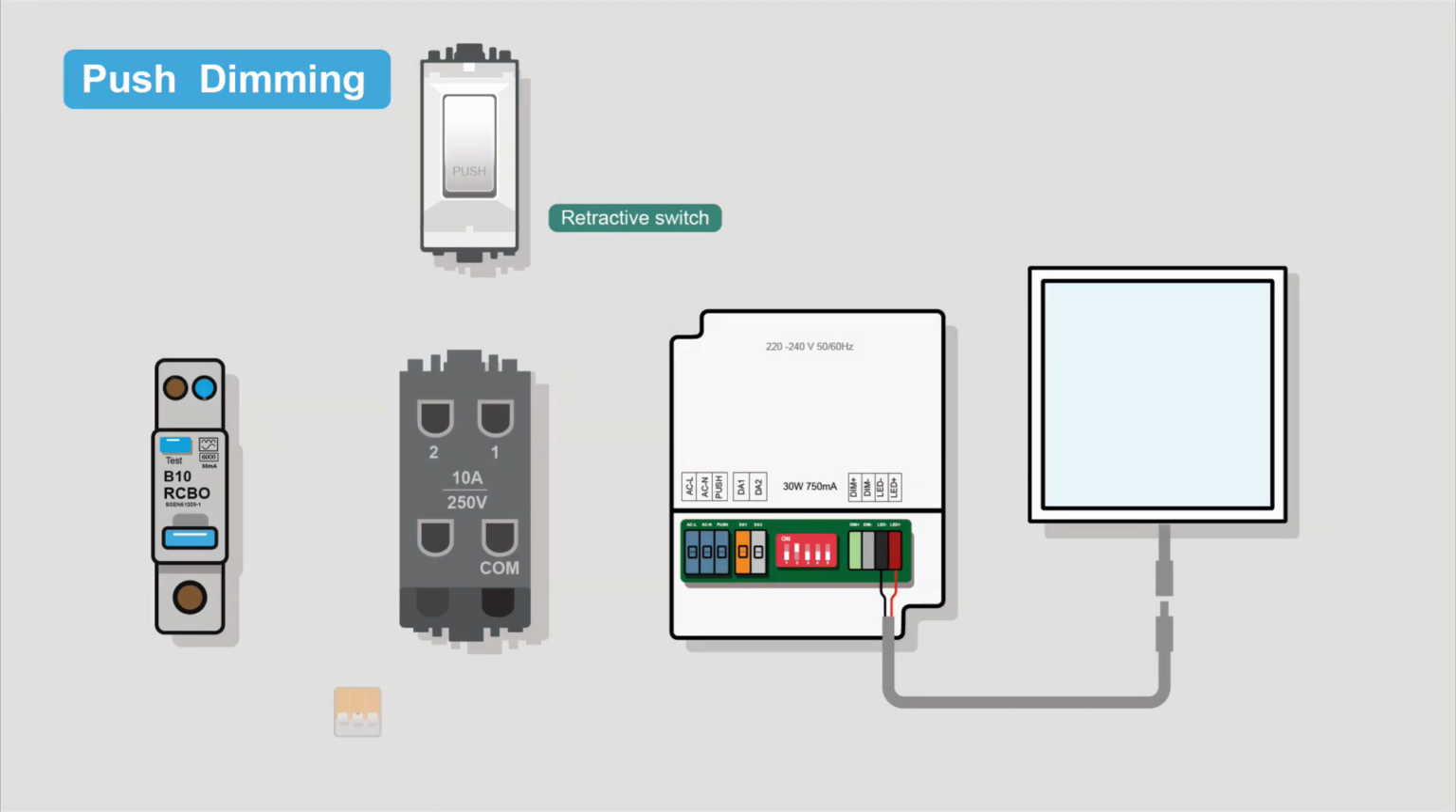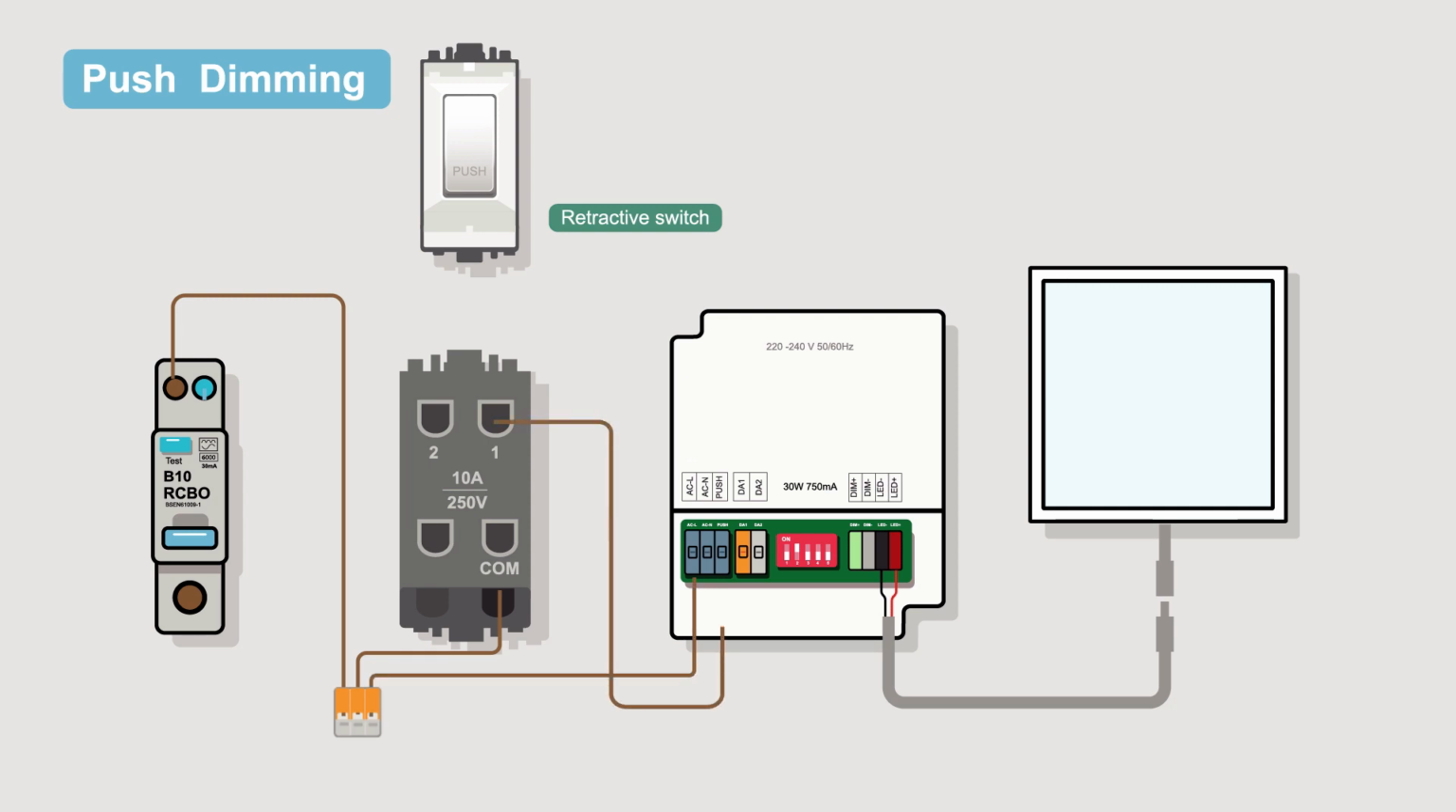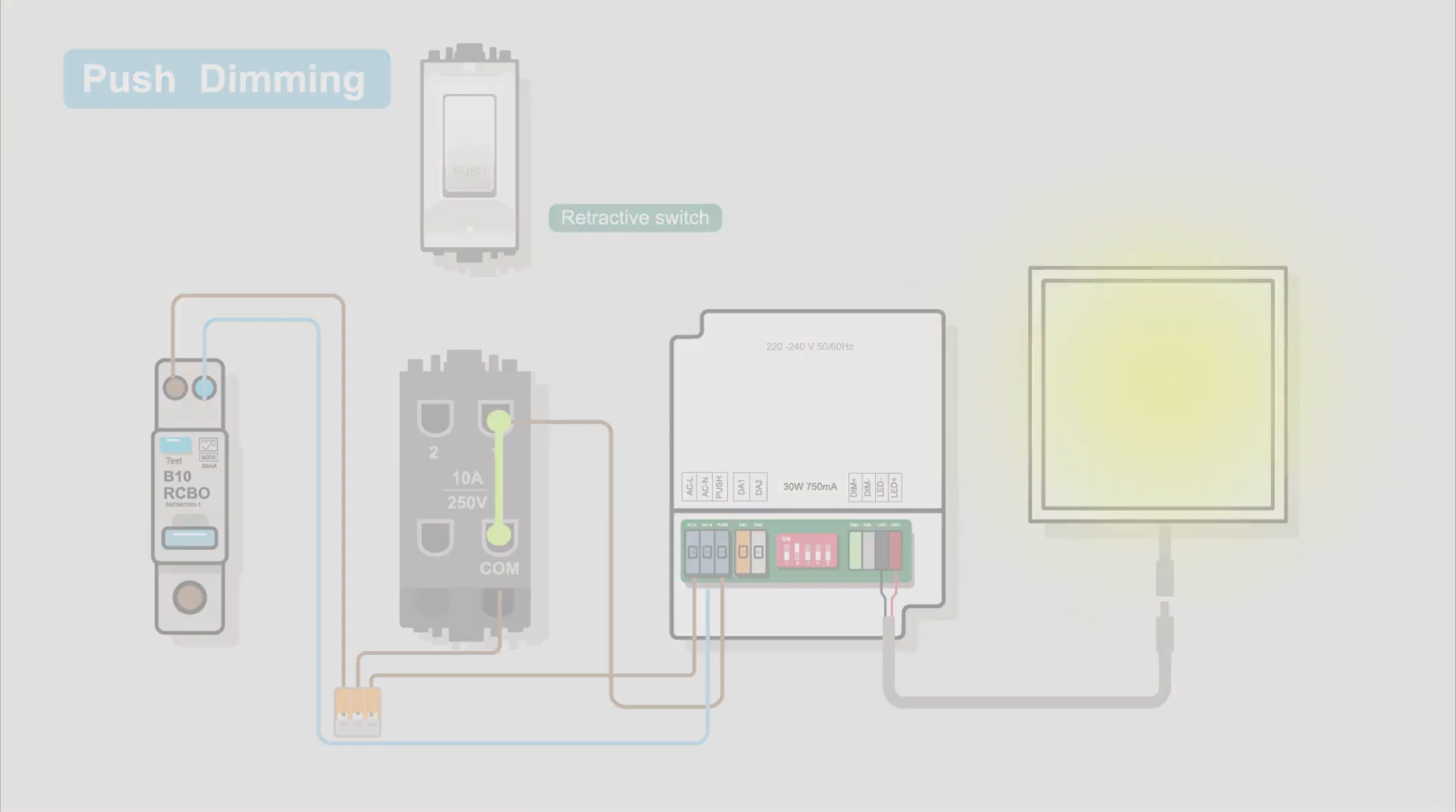Here's the wiring. We have our incoming live, which I've just commented, and a connector. That goes to COM on the retractive switch. We also take a permanent live feed to the driver. And on the make side of the retractive switch, you get make or break. We want to make, don't we? That goes to push on the driver. We need a neutral. And that's it, that's your wiring. When you press the switch, COM and 1 connect together. That'll switch the light on. And if you keep your finger on the switch, it'll either dim up or dim down depending where it is.